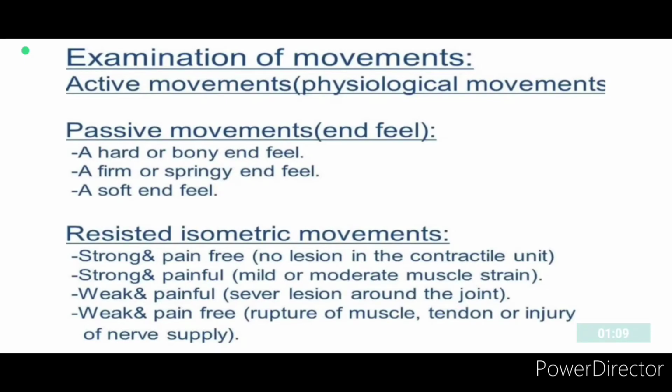No lesion in the contractile unit. Strong and painful: mild or moderate muscle strain. Weak and painful: severe lesion around the joint. Weak and pain-free: rupture of muscle, tendon or injury of nerve supply.